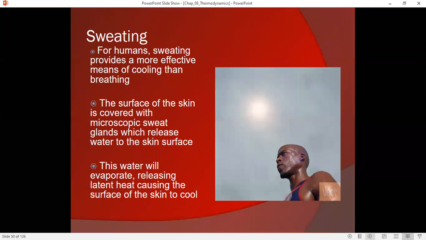Again, we're fortunate being able to sweat. We're able to take the water, and the water will evaporate off the surface of our skin. And as it does so, it takes this energy and dumps it out into the environment and allows our bodies to cool off. When our muscles fire, they produce heat.